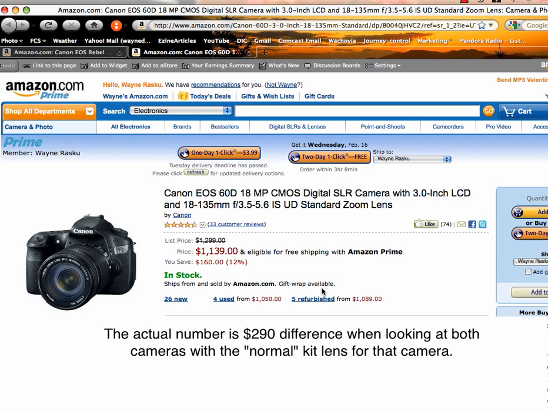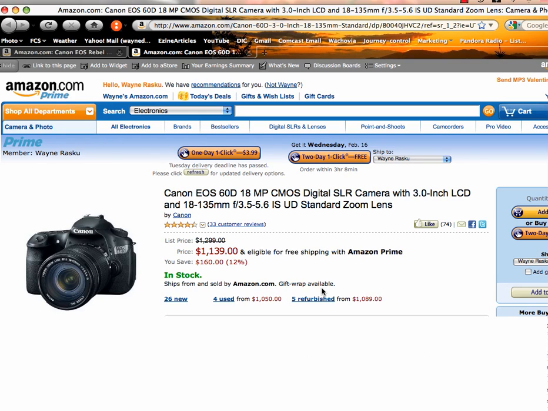Of course, the 60D is a little bit bigger and it looks more professional and more impressive, but basically the image quality of the two cameras is going to be identical. And yes, you do get a little bit faster burst rate with the 60D. So if you're doing sports photography, that may be a strong consideration for you.